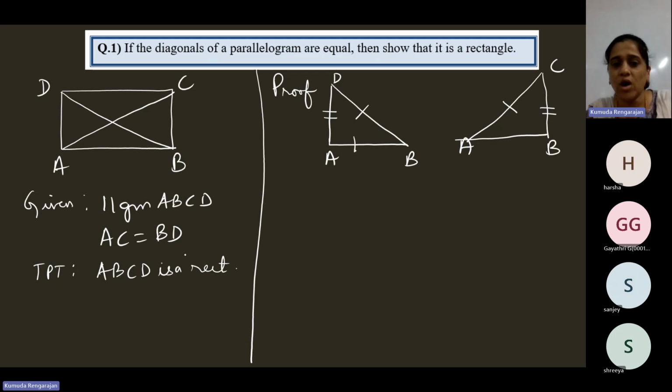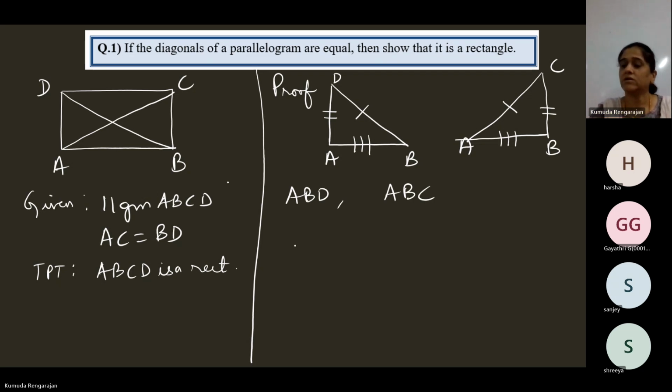Then AB is the common side. Both the triangles stand on the same side AB. So in these two triangles, AB is the common side. Then AD is equal to BC and BD is equal to AC. So by the SSS congruence criterion, the two triangles are congruent. Now let's list in the two triangles ABD and ABC. Let me start with AB. AB is equal to AB.